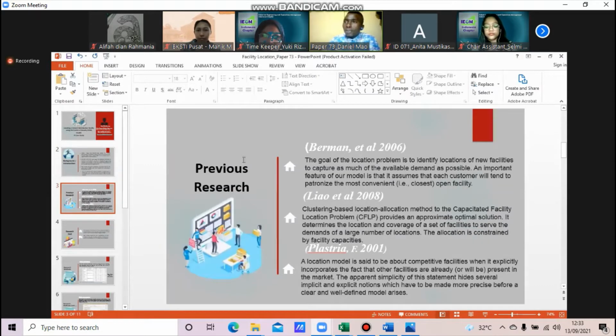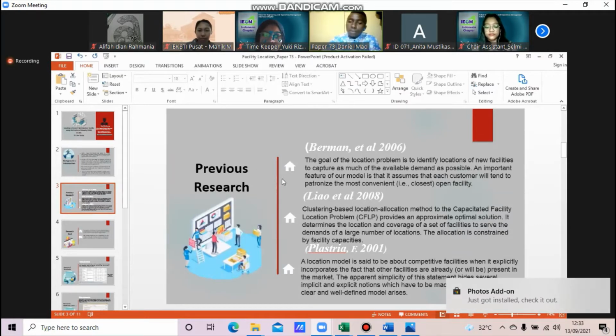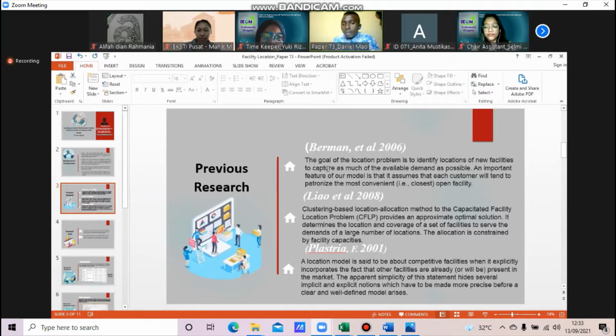From the research paper, I took just a few previous researches for the sake of the presentation. Looking at the first one, Berman 2006, it says the goal of a location problem is to identify locations of new facilities to capture as much of the available demand as possible. An important feature of the model is that it assumes that each customer will tend to patronize the most convenient open facility.